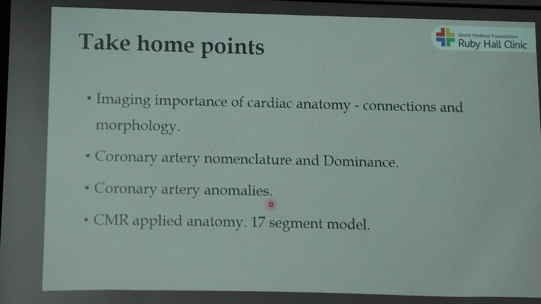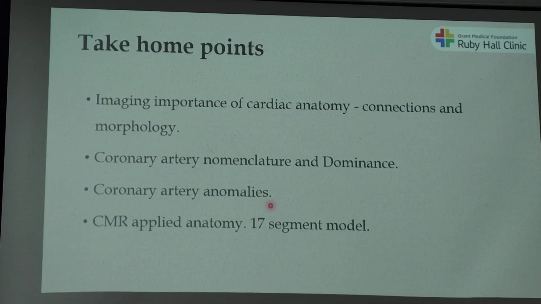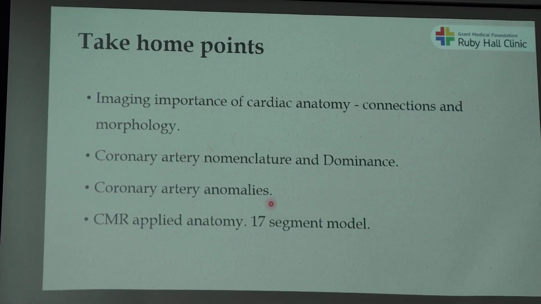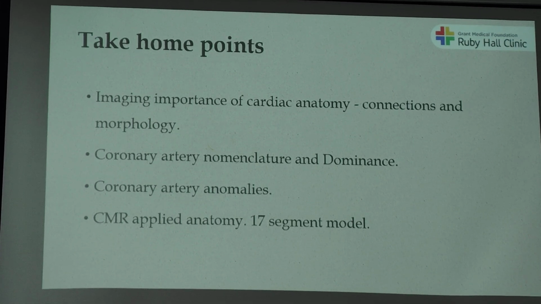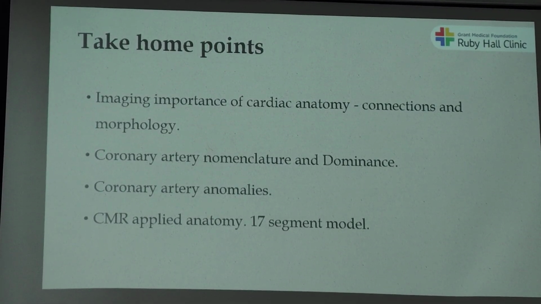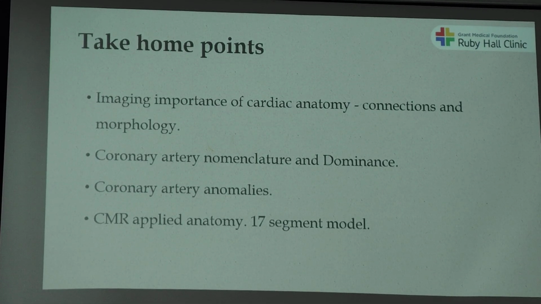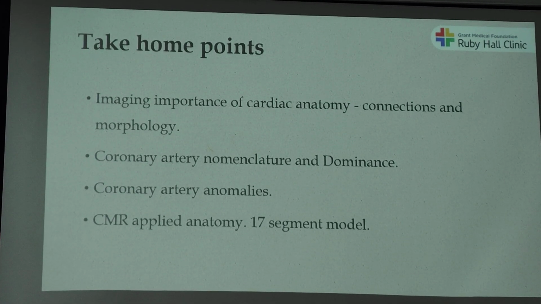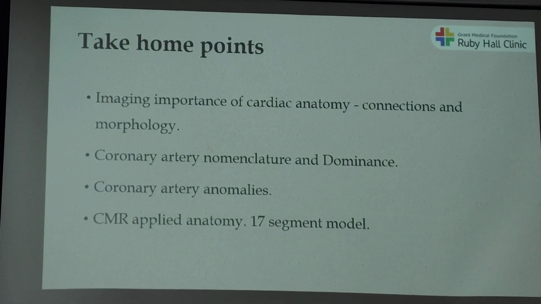So, take home points. It is very important to know the cardiac anatomy. If you are reporting cardiac MRs or CT, you need to know about the connections and the morphology. The coronary artery nomenclature depends on where the coronary artery courses or travels, not on the origin of the coronary artery. The dominance is determined by the posterior descending artery, whether it is arising from the right, the left, or both the vessels are giving the PDA. The coronary artery anatomy is really important in assessing coronary artery anomalies.